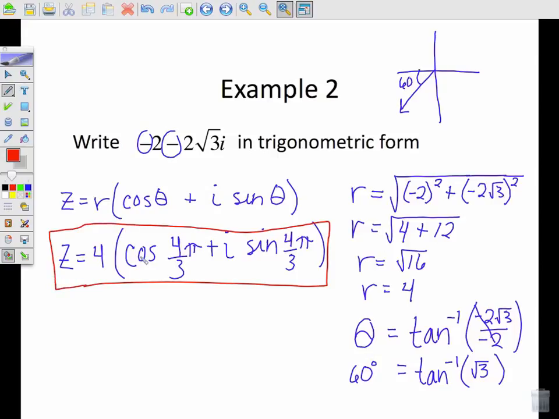So there's a couple things that I did. I had to find the r value, and I had to find the angle, and then you substitute it in. r and the angle.